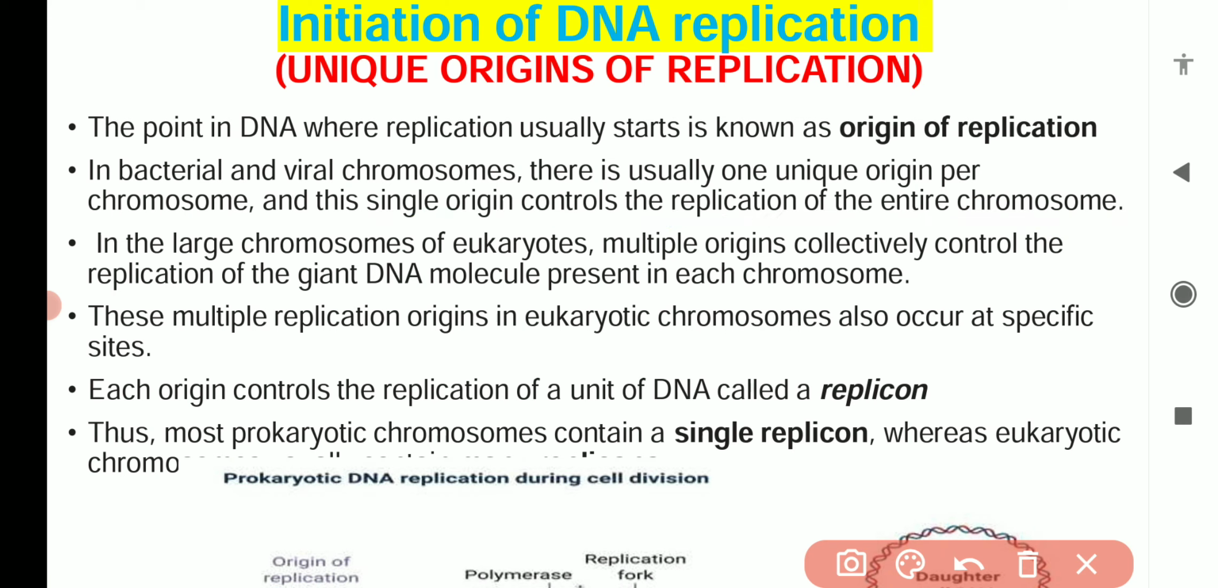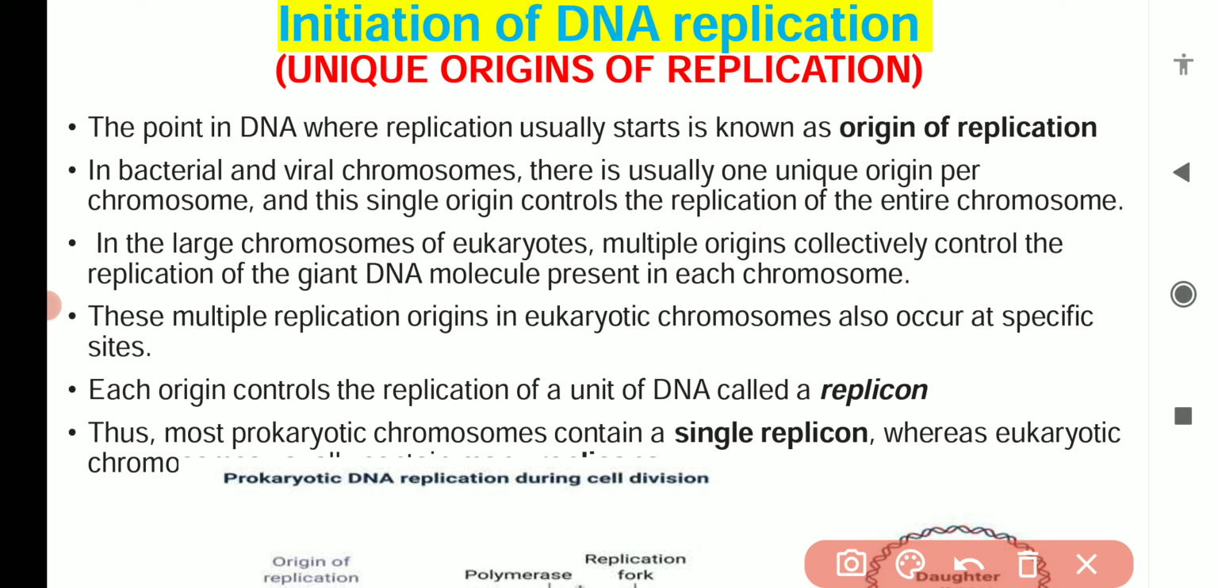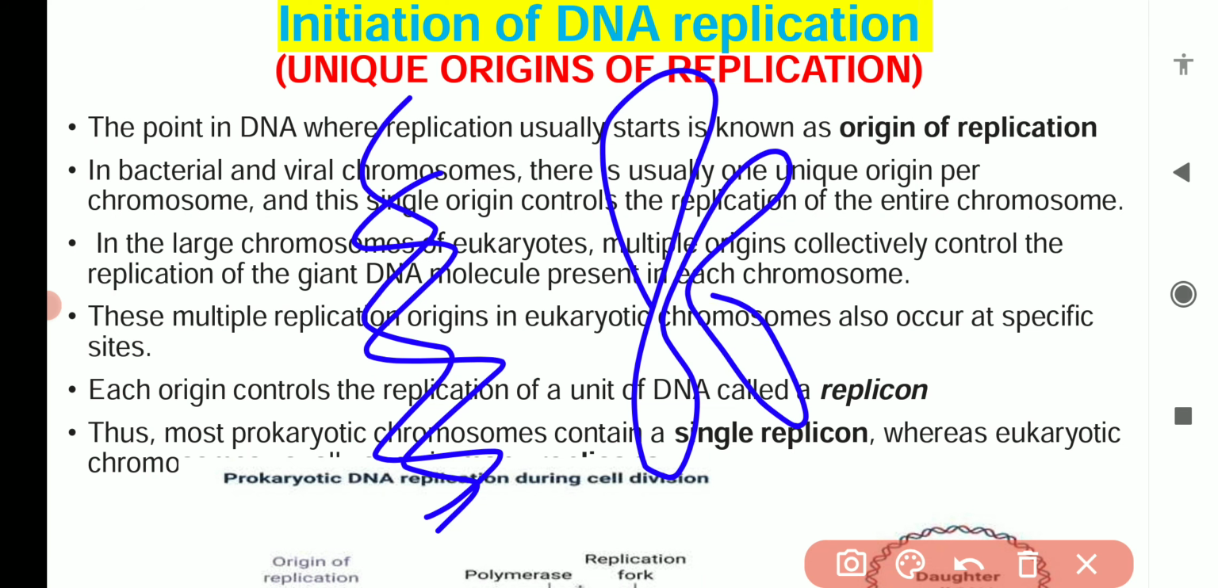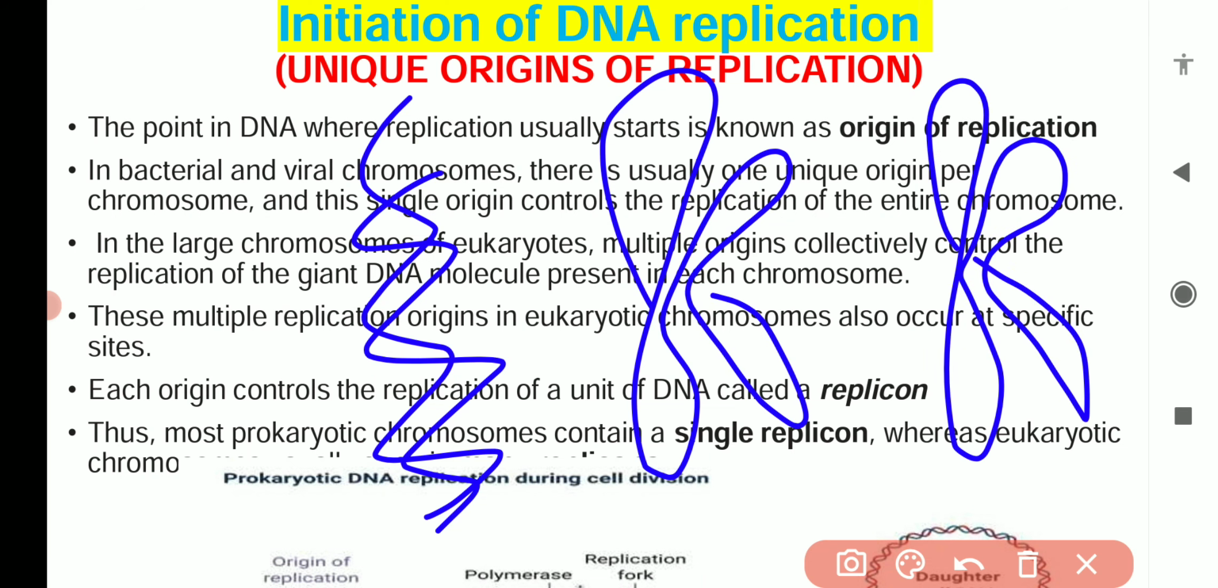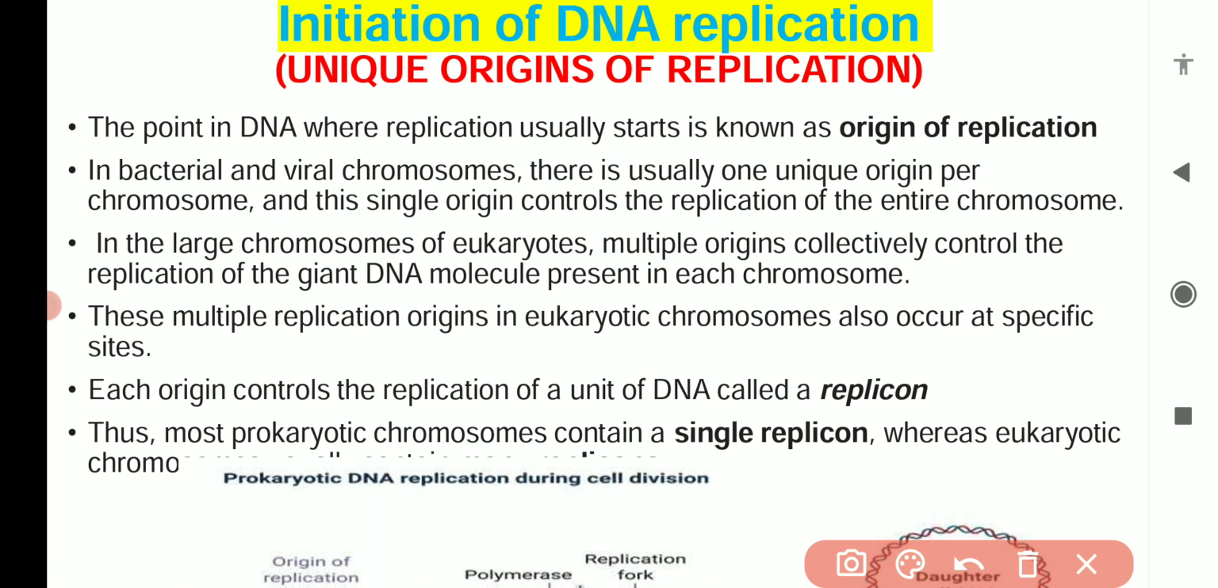In the large chromosomes of eukaryotes, multiple origins collectively control the replication of a giant DNA molecule present in each chromosome. So in eukaryotes there is lots of DNA, present in the form of different chromosomes. They have more genetic material and multiple chromosomes. So on one chromosome there are many origins of replication at the same time. These are known as multiple origins of replication.